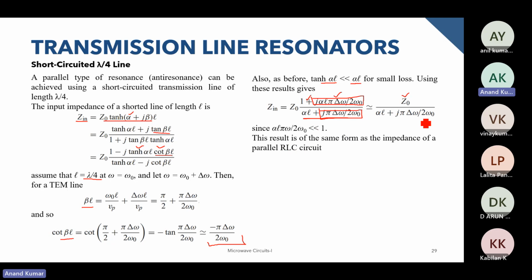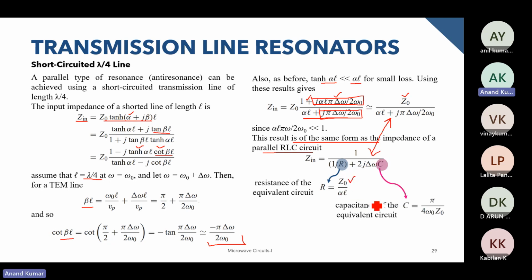If you look closely, this particular result is the same as what we found for the input impedance of a parallel RLC circuit. For the parallel RLC circuit, the input impedance was given by Zin equals 1 by R plus 2j delta omega C. Comparing this with this, we see that R is given by Z naught by alpha L. The capacitance is given by pi by 4 pi omega naught. We compare this capacitance with this term over here, and the resistance with this term over here, and we can find the inductance if we have the value of the capacitance.